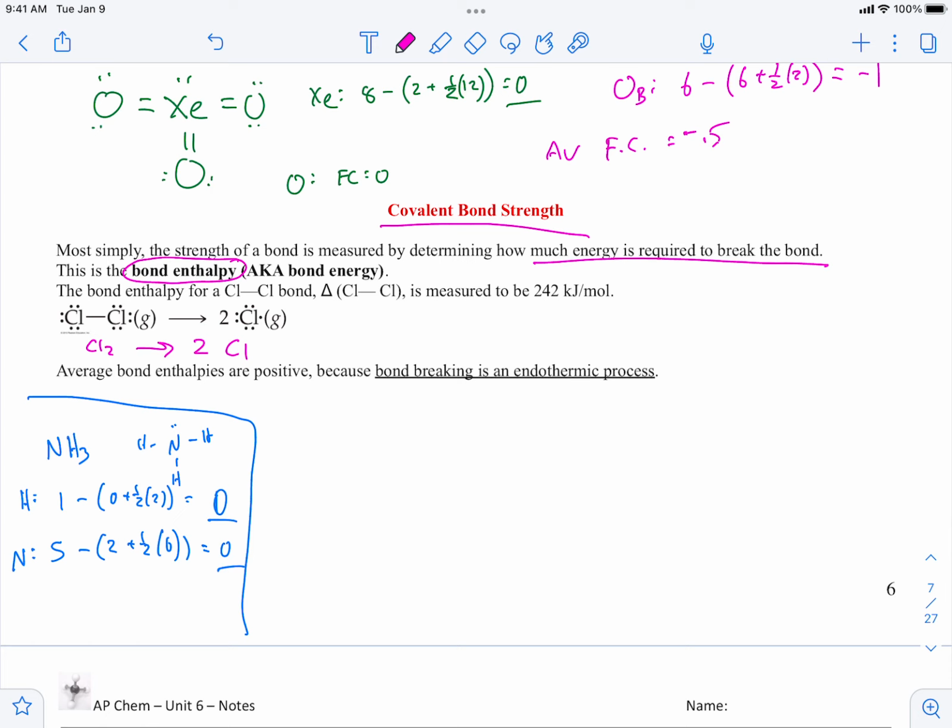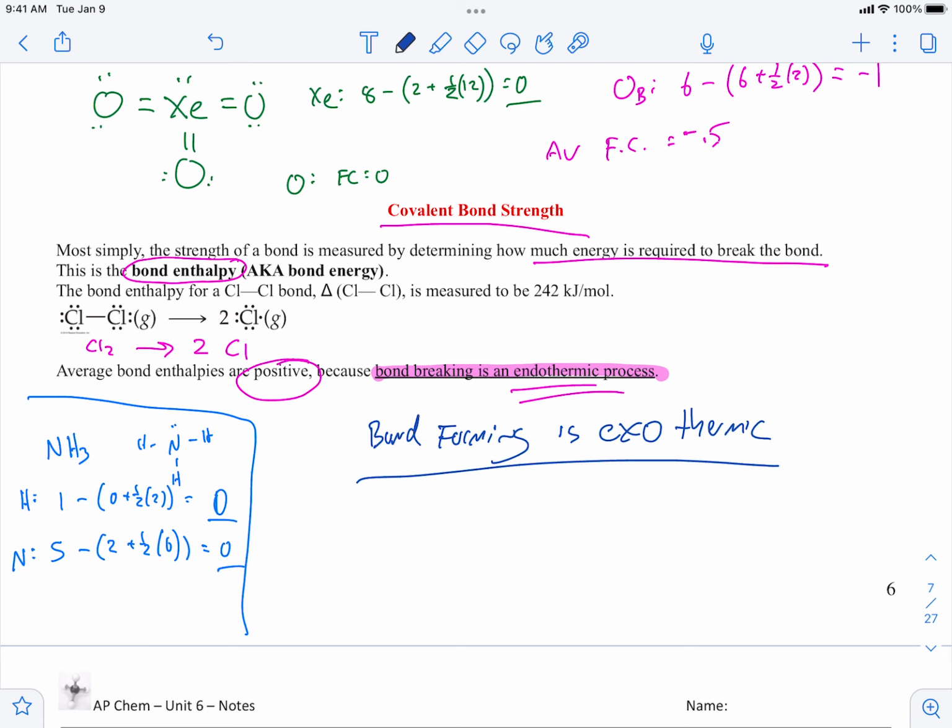Now, bond energies are going to be positive because bond breaking is endothermic. It requires energy to break a bond. You want to snap a string, you're going to have to put some effort into it. You got to pull it. You got to put energy into it. Okay, bond breaking is endothermic. And this should align with what you know. We already talked about this. Bond forming is exothermic. Okay, so these two, you got to get them straight.